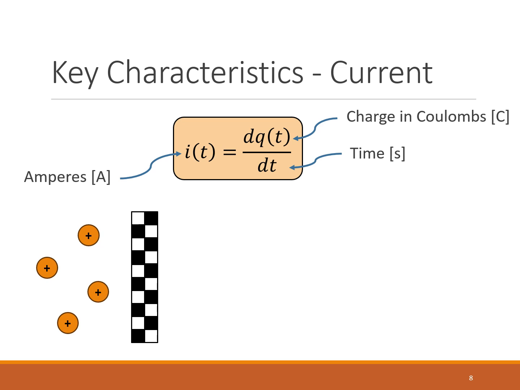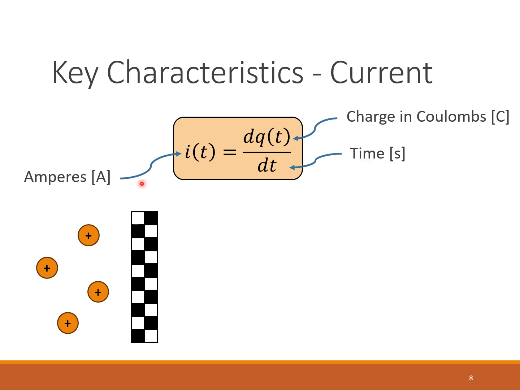In this video, we're going to be looking at two very important characteristics of electrical circuits and electrical circuit analysis. The first we're going to look at is current, and the second characteristic is voltage. So as we can see here in this equation in the middle of the slide, our current I, in units of amperes, is equal to dq/dt, where q is our charge in coulombs and t is our time, typically in seconds.